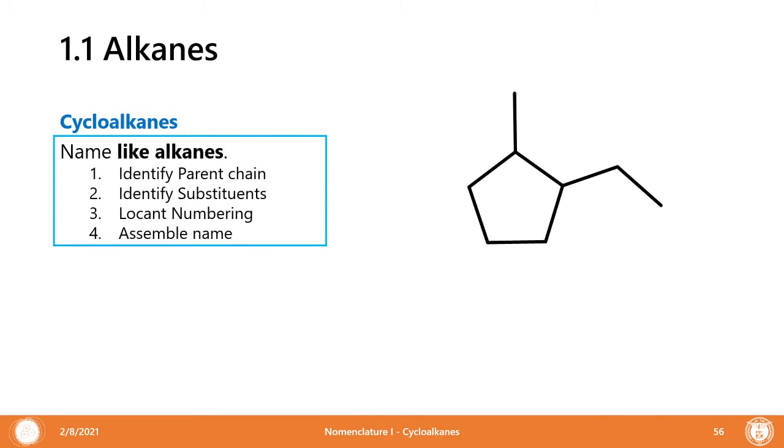So let's say we have a substituted cycloalkane. So what we first do is we identify the parent chain. So the parent chain would be our cyclic alkane. Okay, that's our cyclopentane. Okay, after that we identify the substituents. You can see we have a methyl and an ethyl group. Okay, and then we proceed to locant numbering.